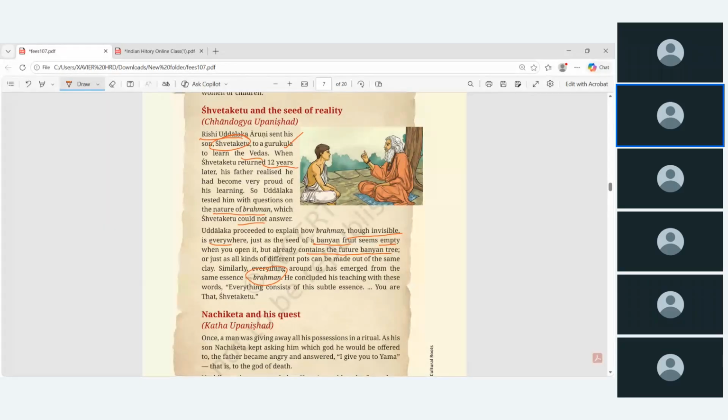Another example he gives: take many clay pots, but all the mud pots are made from the same clay. Similarly, everything around us has emerged from the same essence, that's Brahman. So he concluded his teaching with the words, everything consists of this subtle essence, that you are that. Okay, this applies to you also.